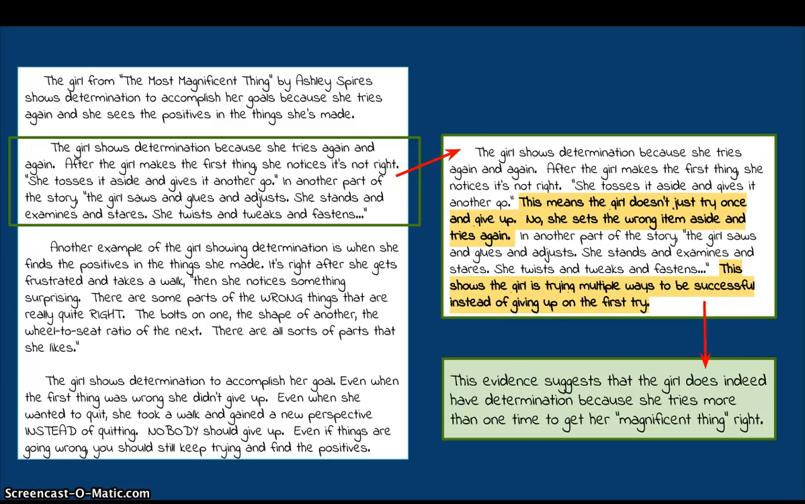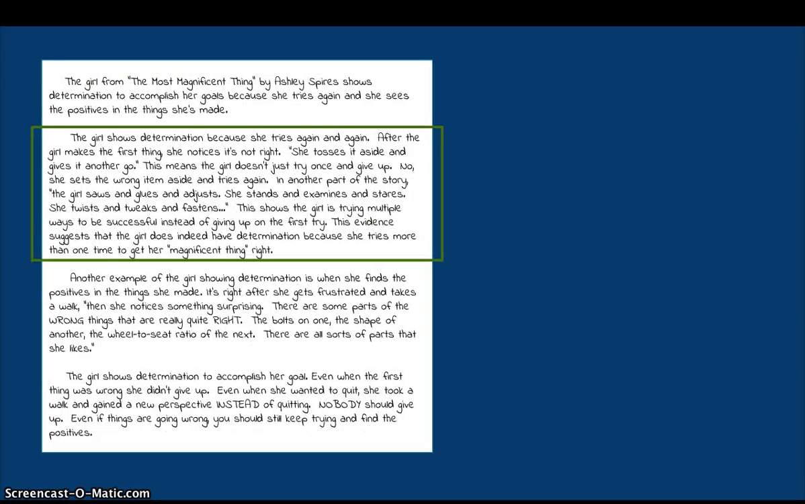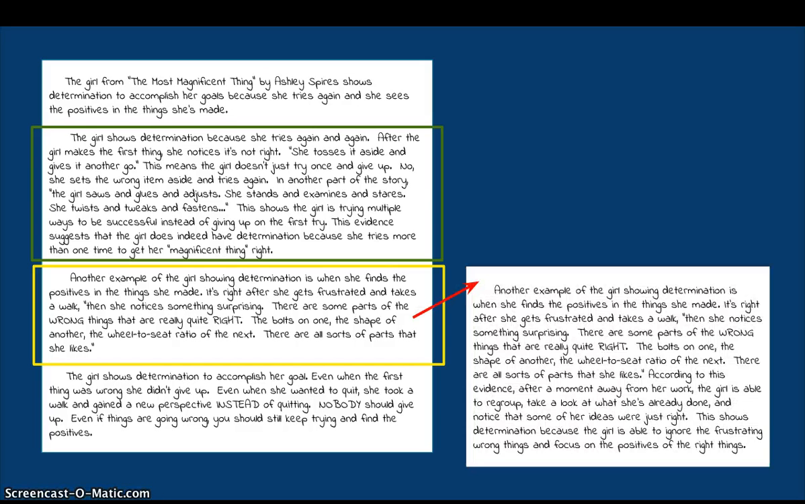All right, now I've elaborated on the evidence of my body 1 paragraph. Now for the second support reason paragraph. Here's possible elaboration I could make on my textual evidence. Another example of the girl showing determination is when she finds the positives in the things she made. It's right after she gets frustrated and takes a walk. Then she notices something surprising. There are some parts of the wrong things that are really quite right. The bolts on one, the shape of another, the wheel to seat ratio of the next. There are all sorts of parts that she likes.